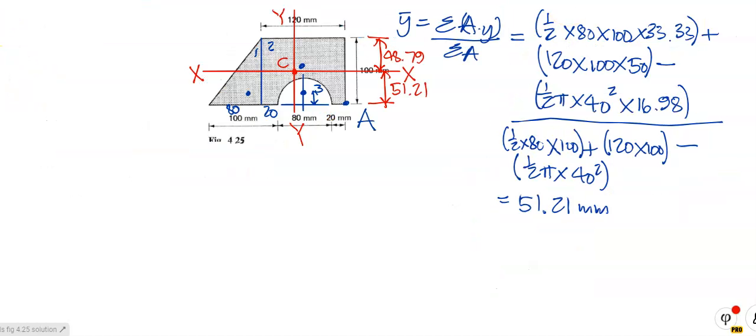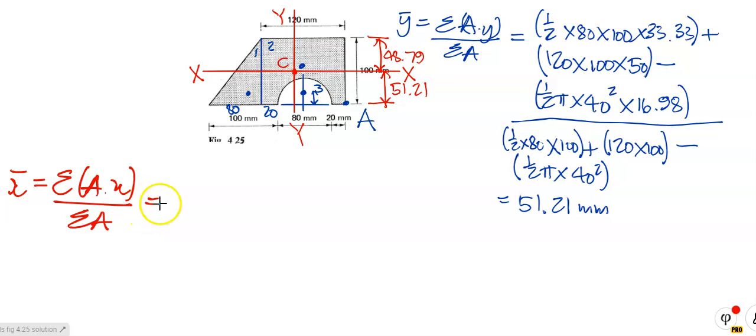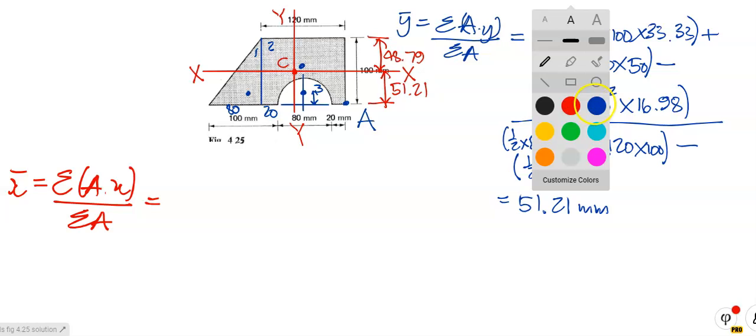Right, I'm going to squeeze it all on one page. So bar X. I'm going to leave it in the red. Bar X is equal to the sum of A times x, over the total area. Right, here we go. Let me change this to blue rather.